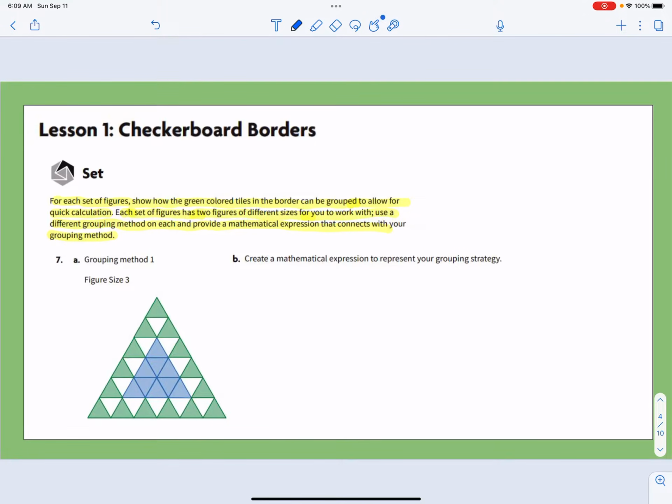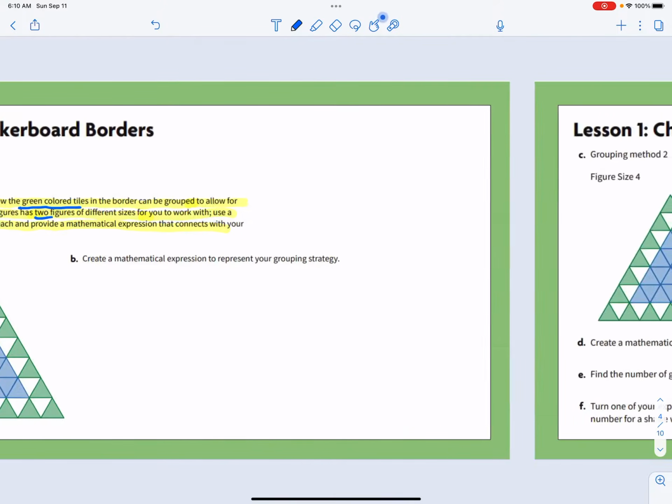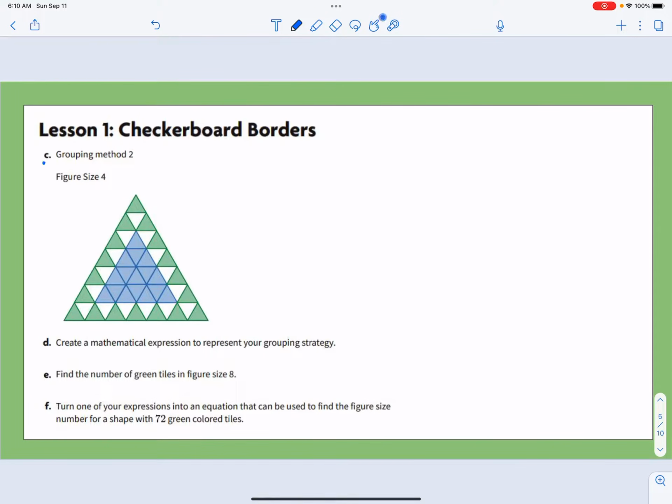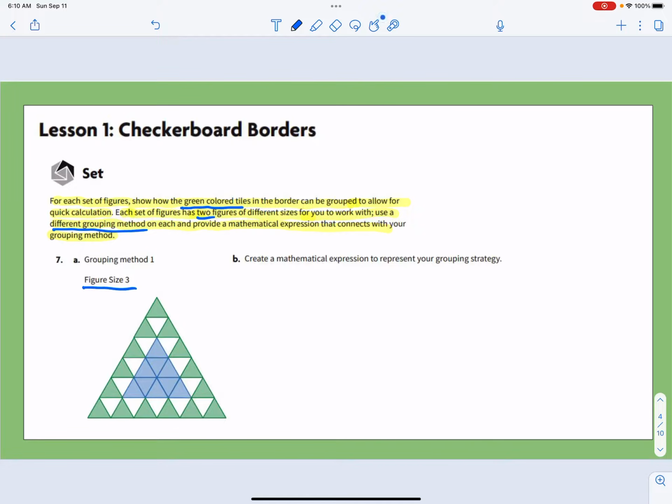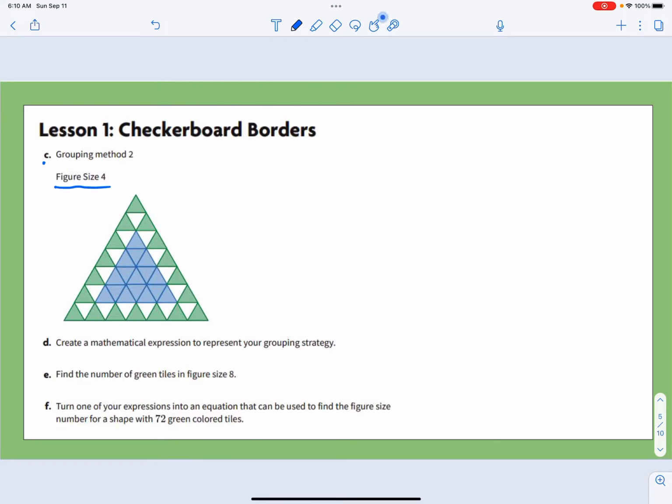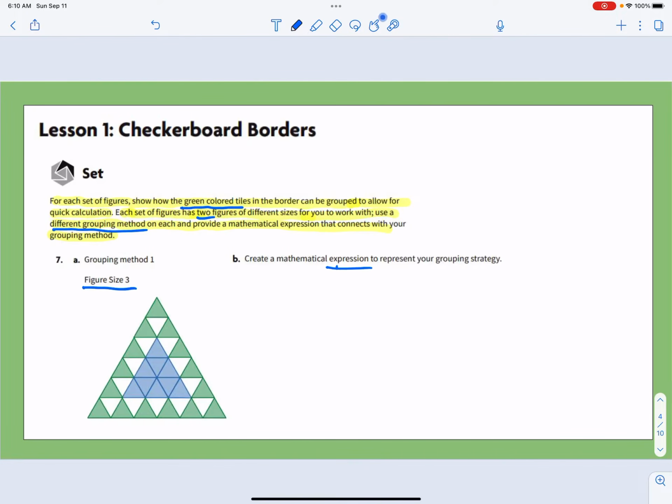Okay, so we're looking for how we can look at the green colored tiles and group them together. And because there are two figures, it wants us to use a different grouping method for each. So you can see with A, we have a figure with a size 3. And then when we move over here with C, we have a figure with a size 4. So those are the two figures for this first one. And they want two different mathematical expressions for the two different grouping methods. It might be easier sometimes, and I may do it on this one, to have just one, so you can see the difference. Okay, but for now, here we go.